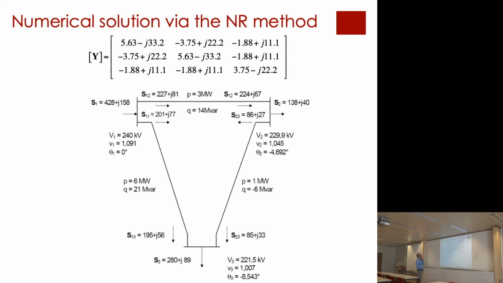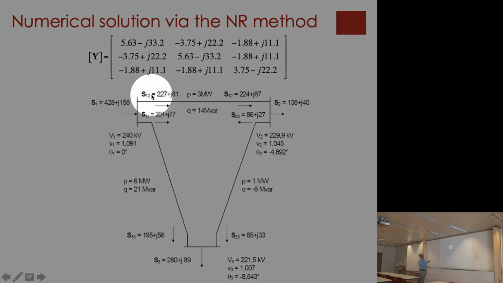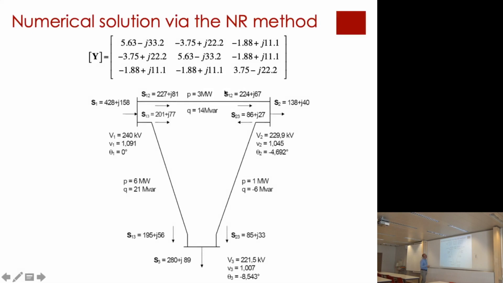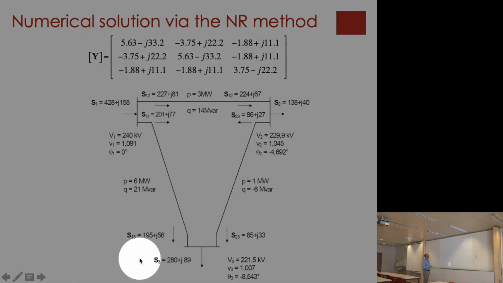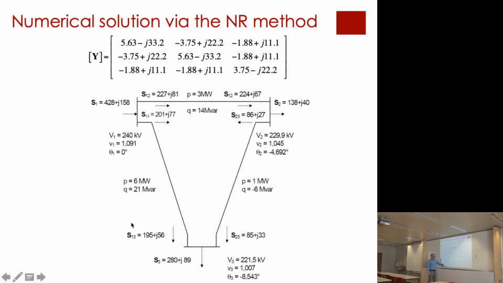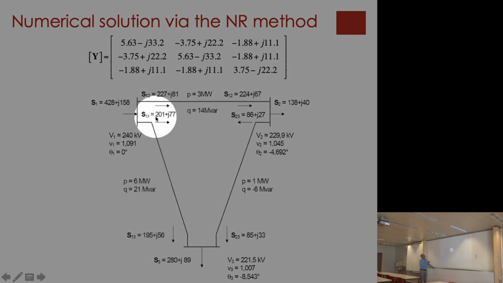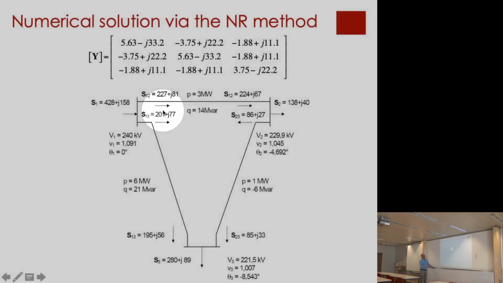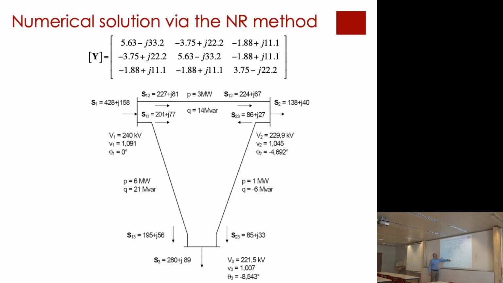I want to show you something interesting. Here you can see the flows S12 and, pardon me, here there is a mistake, it is S21. This is the flow S13 and this is the flow S31. Sorry, you have to switch this. What you can observe is that S13 and S31 are not the same, you see? The difference between these in real and imaginary part are the losses in the line 1-3. Same story for the line 2-3.